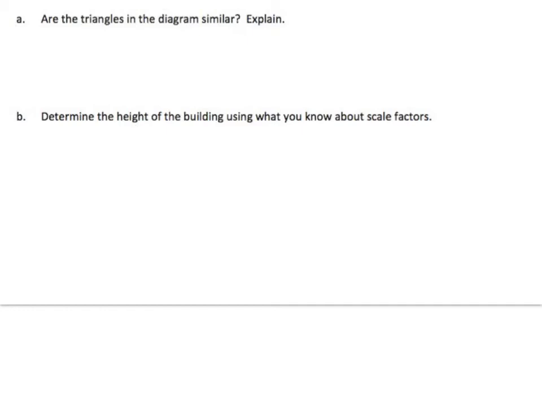A says, are the triangles in the diagram similar? Yes, we can say because we have angle-angle similarity. We had a right angle and then they share an angle. So I've got two angles. Part B, determine the height of the building using what you know about scale factors.